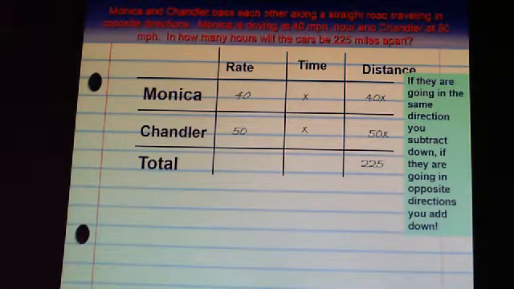This part you need to write down: if they are going in the same direction, you subtract down. If they are going in opposite directions, you add down. This one said they were traveling in opposite directions. That's why we're going to add going down. So our equation has to be 40x plus 50x equals 225.